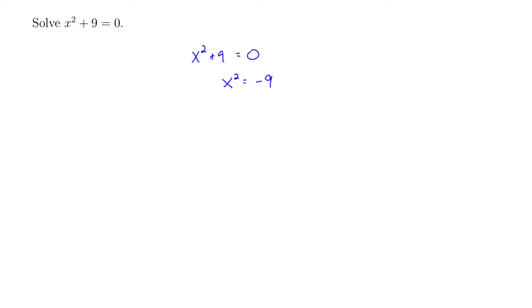Now, to solve this equation using the principle of square roots, or the square root property, we know that if x squared equals a number, then x will equal either the positive or negative square root of that number. So in this situation, either x equals the square root of negative 9, or x equals the negative square root of negative 9. These values are not real numbers. There is no real number that I could square to obtain negative 9.